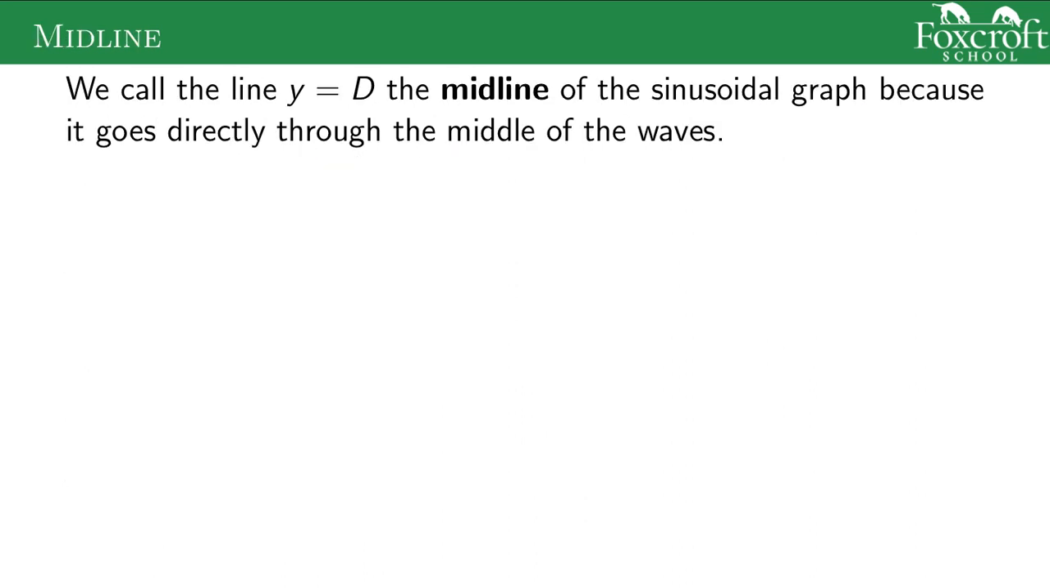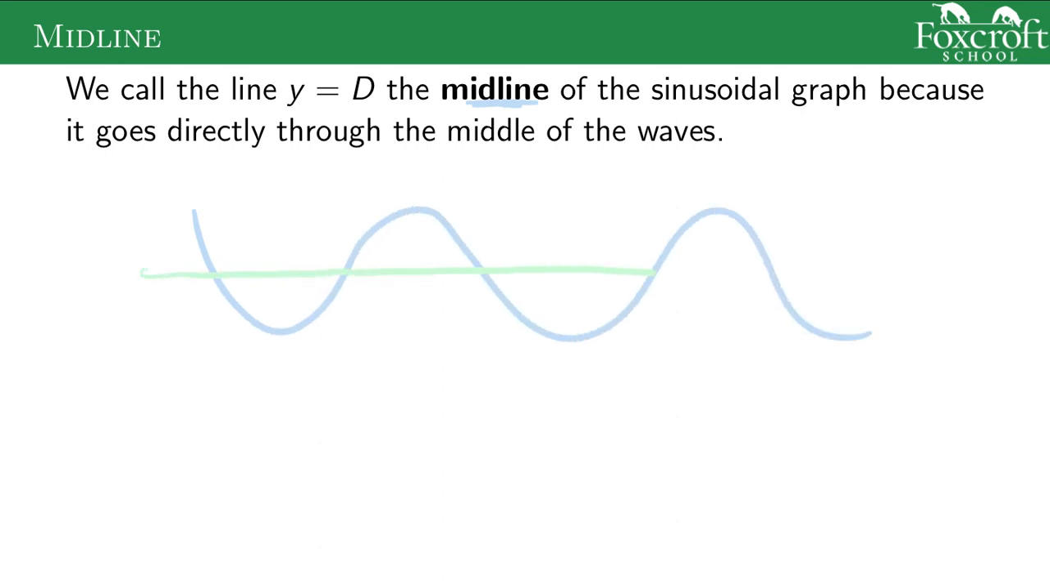The actual thing that we're going to use to reference D a little bit easier is known as the midline. If I have some sinusoidal wave, the D value is whatever goes straight through the middle of my graph, and that ends up being whatever that value is there.